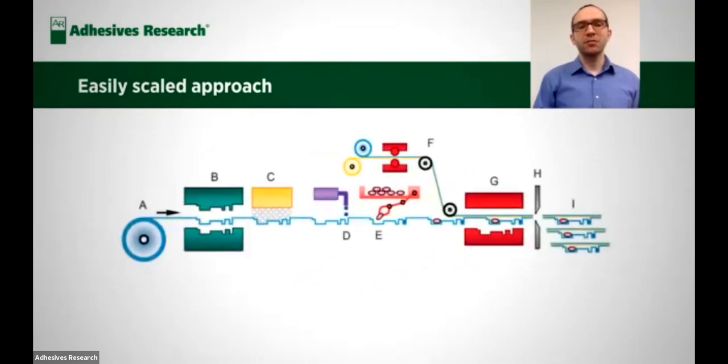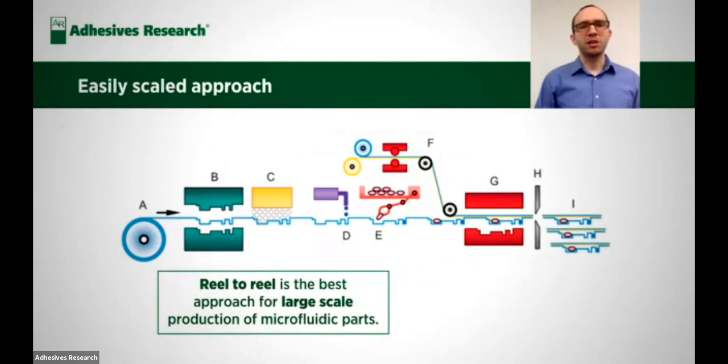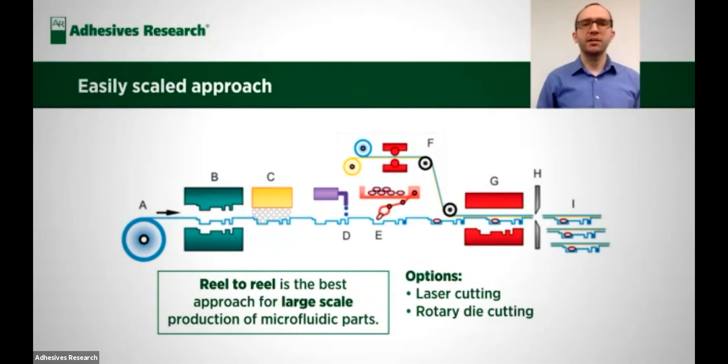That can then be used in a reel-to-reel type of manufacturing environment or reel-to-chip manufacturing environment in which all the required components for the microfluidic device can be added in a reel-to-reel environment. And that is the best approach to do large-scale production of microfluidic devices. And the various options to cut these channels would be things like laser cutting, which I mentioned earlier, as well as rotary die cutting or flatbed die cutting, which can cut the same shapes as produced with these other approaches.